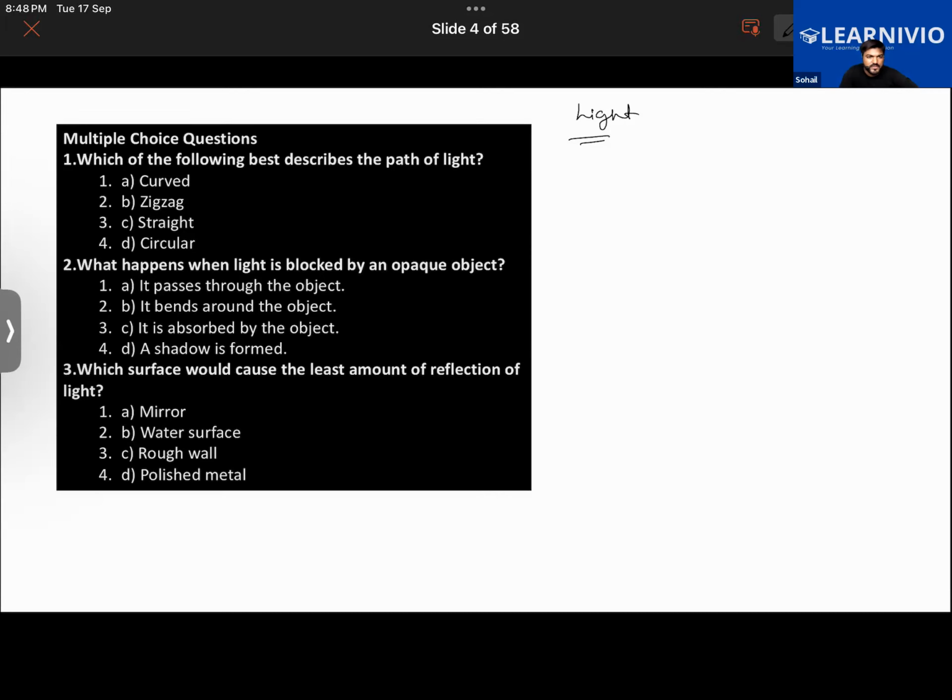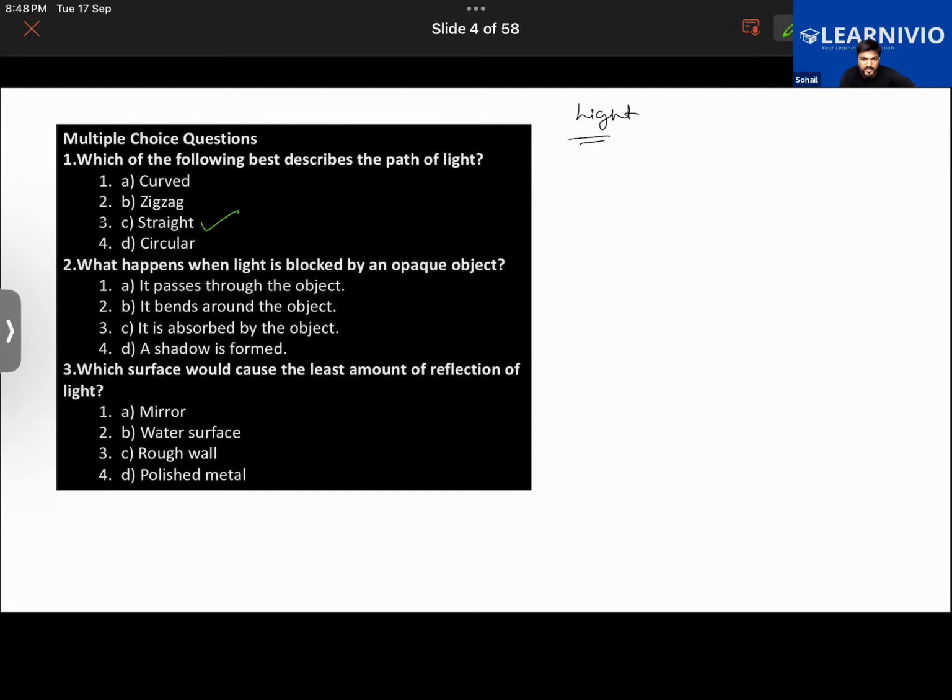Which of the following best describes the path of light? Circular? Path of light. In which path does light travel? Does it travel in a circular path, or does it travel in a straight path? Right. Yes. Good.